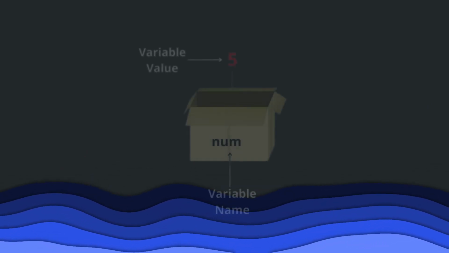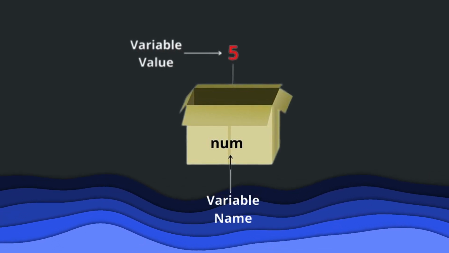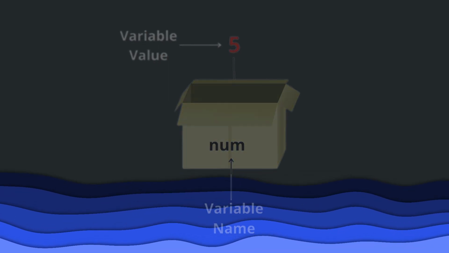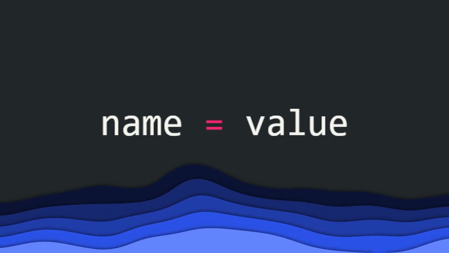The most important part of any programming language is variables. What is a variable, you may be asking? A variable is exactly what it sounds like, something that varies. It's a data point. Now, what does a variable look like in Lua? It looks like this: name equals value.